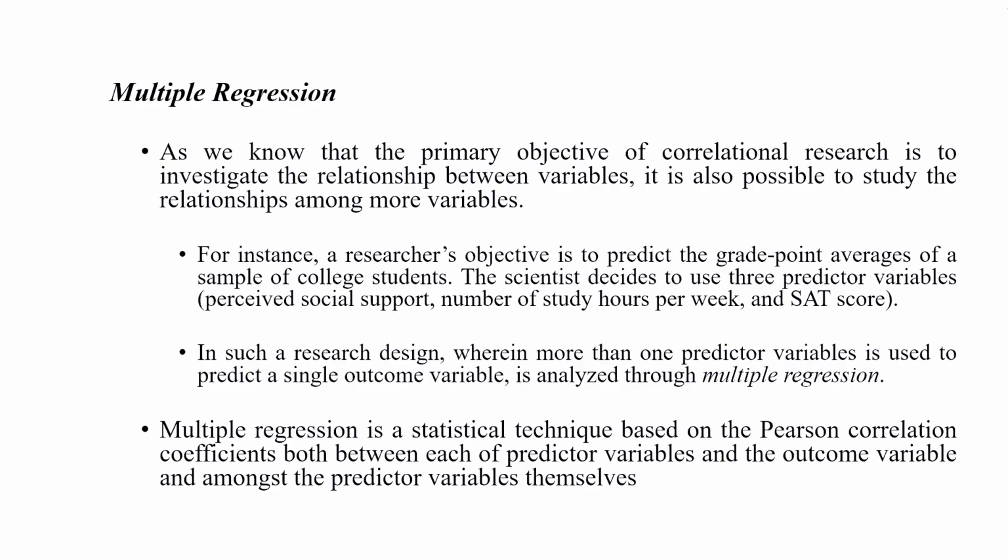So, multiple regression is basically a statistical technique based on the Pearson correlation coefficient, and basically what it does is correlation coefficients are calculated between each of the predictor variables and the outcome variable, and among the predictor variables as well. So, there are several predictor variables and there is one outcome variable. All of these are trying to predict how college performance fares in terms of perceived social support, number of study hours per week, and the SAT score that they had initially obtained.